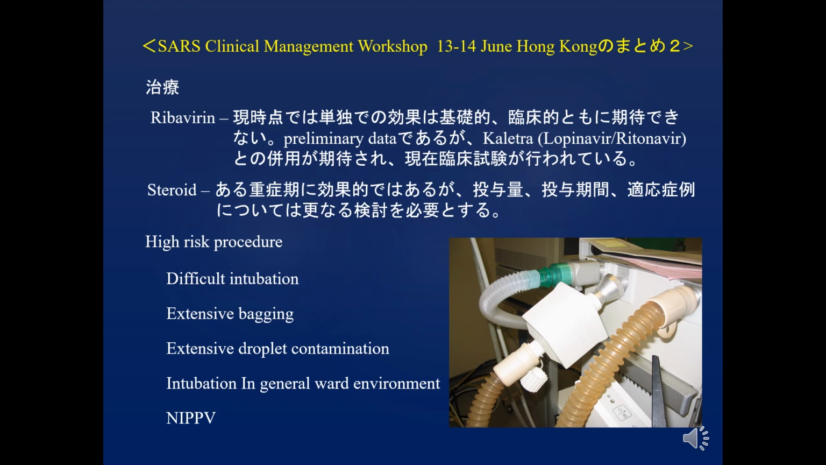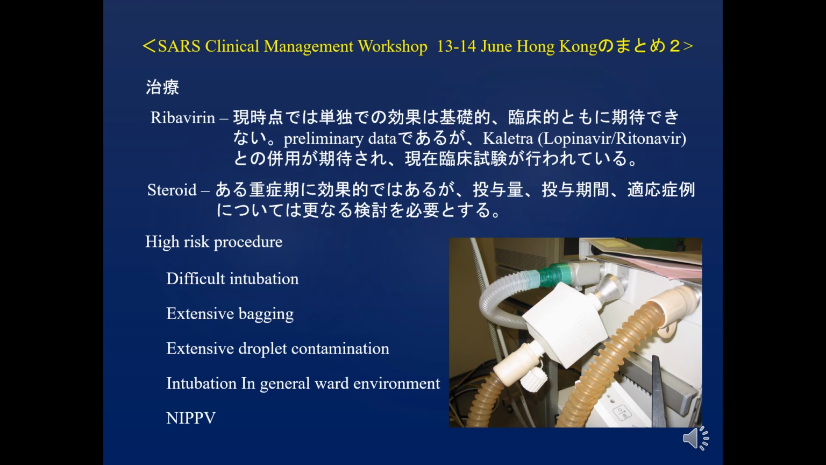And this is about treatment. Because it is a new disease with no therapeutic drugs, first people thought ribavirin was effective for COVID-19. Many things were tried, but ribavirin was not promising clinically. Although it is preliminary data at that time, the combination with Kaletra, which is an anti-HIV medicine, was promising, and a clinical study is underway.